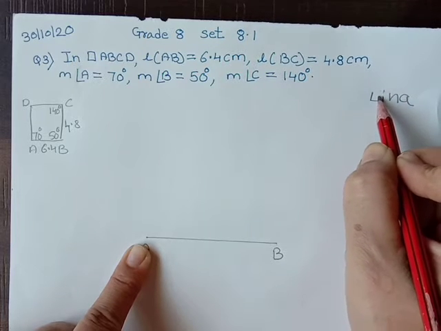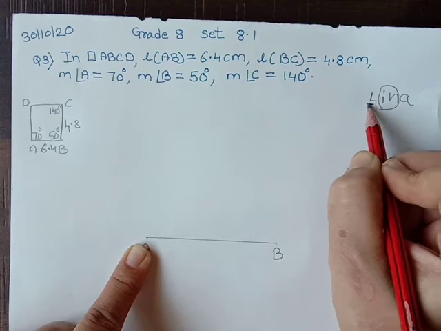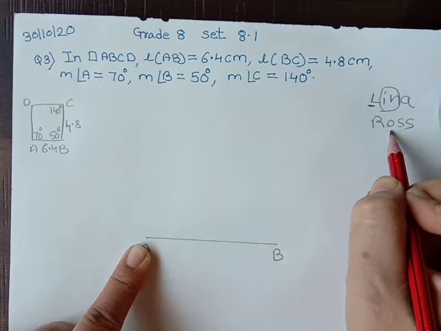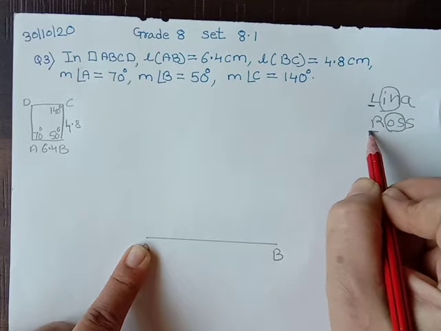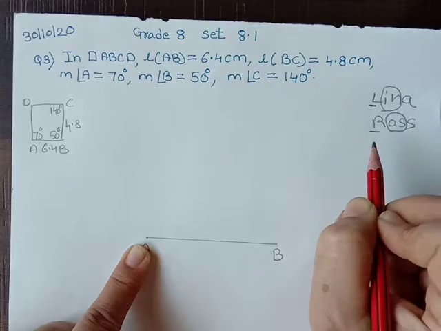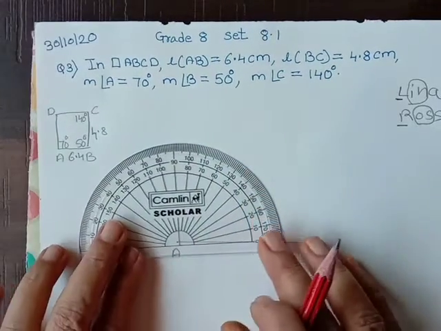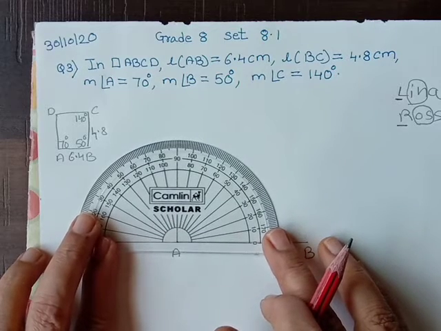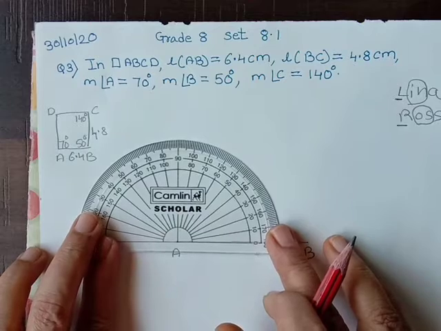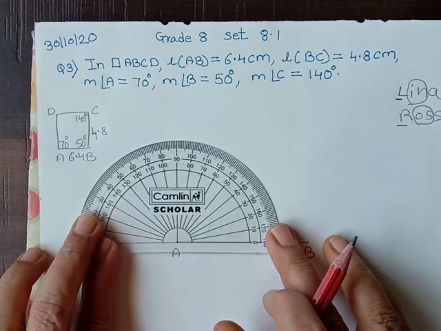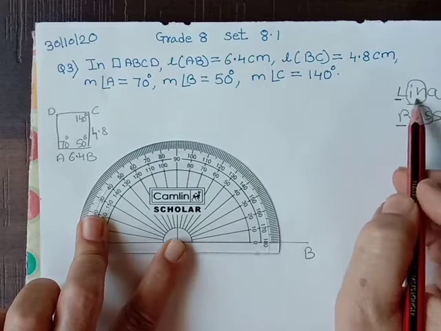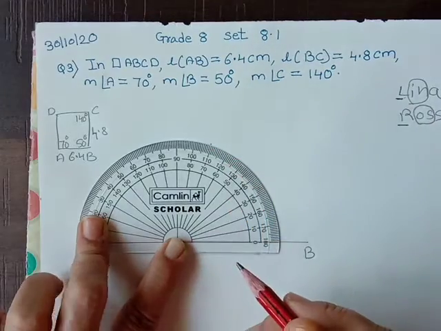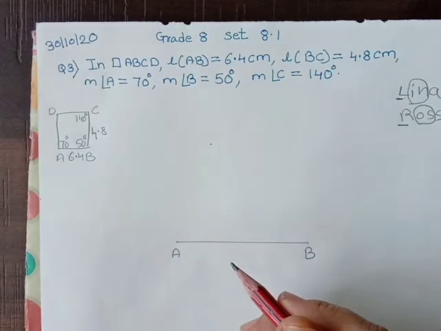Lina: inside scale you have to use if you are keeping the protractor on the left hand side. And I have told you another word, Ross: outside scale you have to use if you are keeping the protractor on the right hand side. So you will never go wrong. There are two scales in the protractor, so you will be confused about which scale to use. This is left hand side, so I have to use the inside scale. Inside scale I am going to make a 70 degree angle over here.